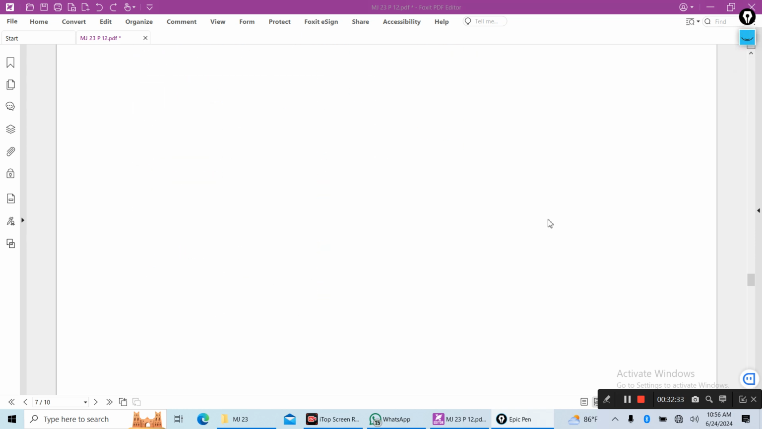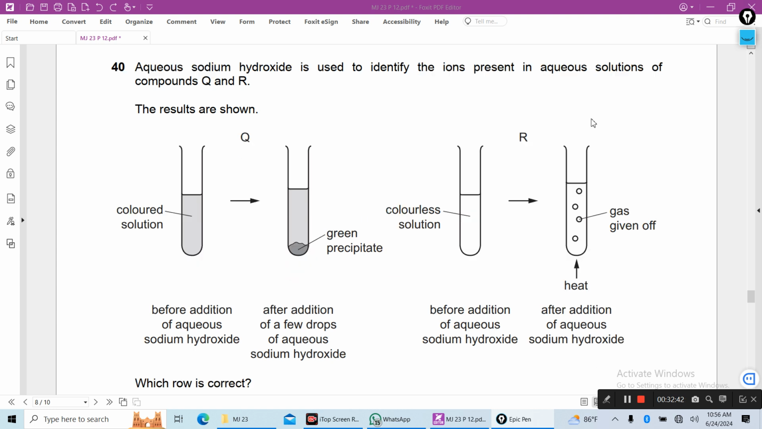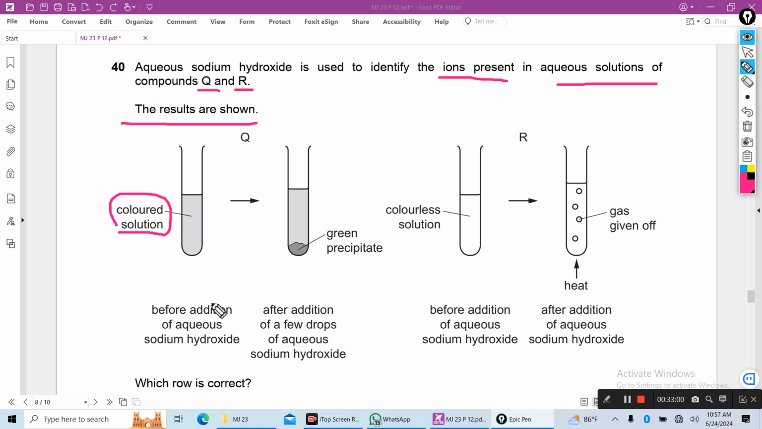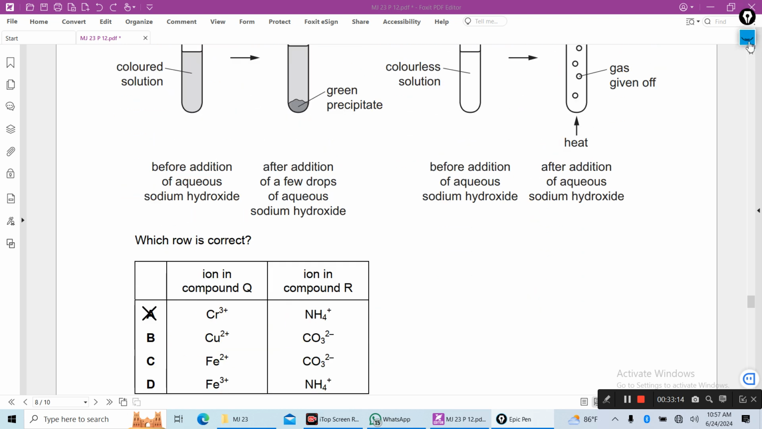Next, you see aqueous sodium hydroxide is used to identify the ions present in aqueous solutions of compounds Q and R. The results are shown. This is a colored transition metal solution before addition of sodium hydroxide. After adding a few drops of aqueous sodium hydroxide, a green precipitate forms. So for a green precipitate, you know there are two ions that can form it.